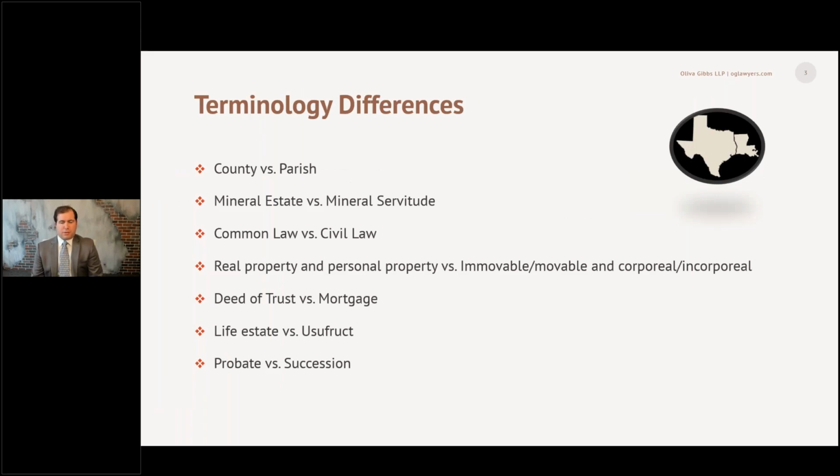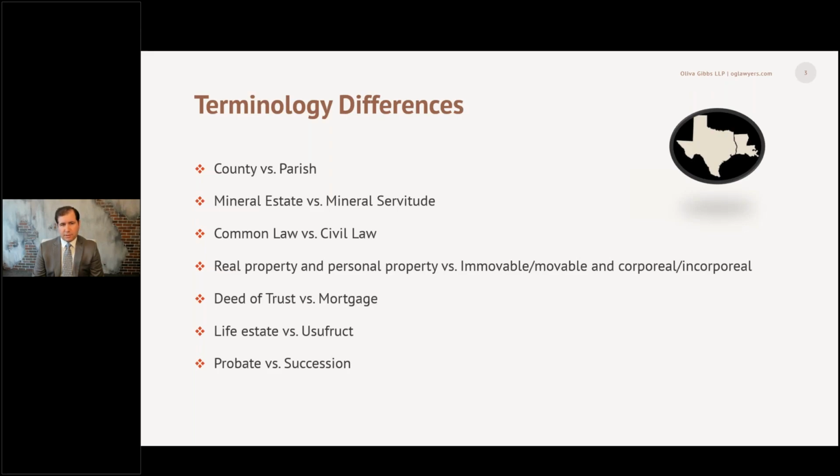First, some quick terminology differences between Texas and Louisiana. As we said, there are a lot of differences between them, but just a few subtle ones here to begin. Texas has counties. In Louisiana, they refer to them as parishes. In Texas, you have the mineral estate. In Louisiana, they do not have a separate mineral estate. They do not recognize a separate mineral estate. The mineral rights cannot be severed from their land rights.